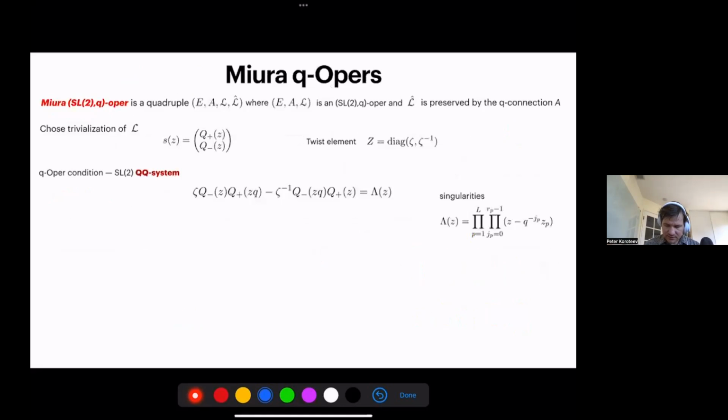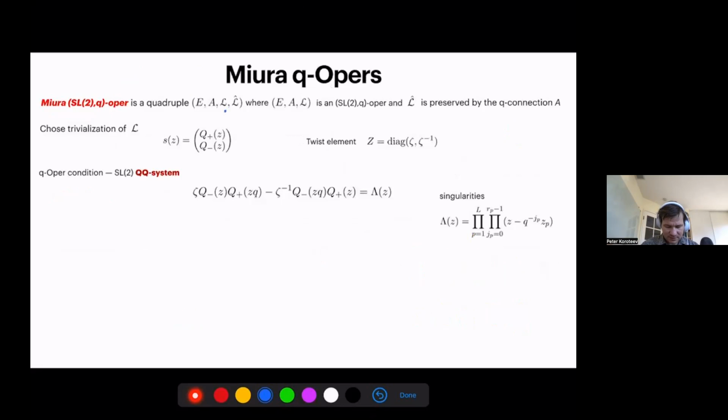Okay, now to do calculations, we need to have one more part of the definition, which is called Miura q-Opers. Again, the word Miura appeared in Gayota's talk yesterday. It's not unrelated to what I'm going to tell you, but it's not immediate either. So a Miura SL2 q-Oper is a quadruple.